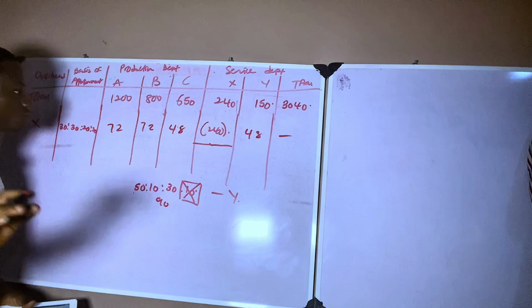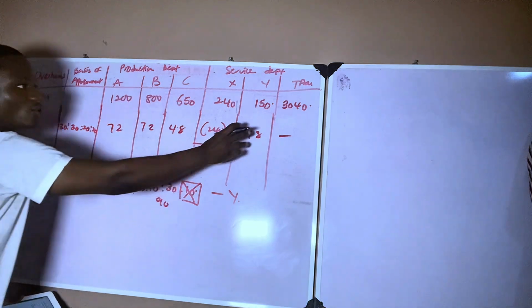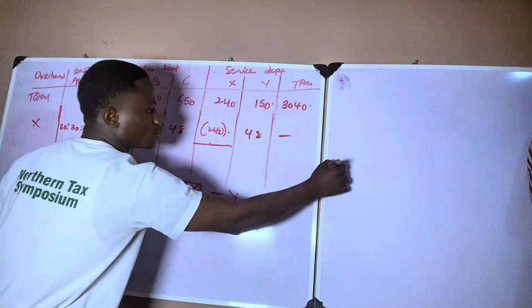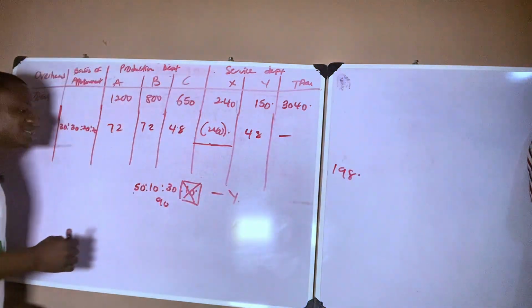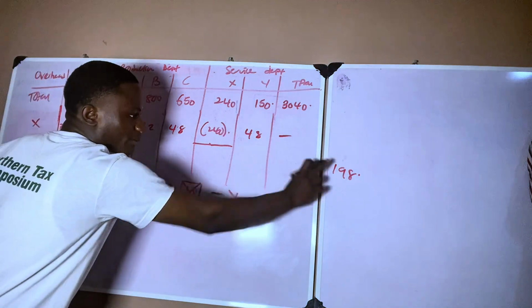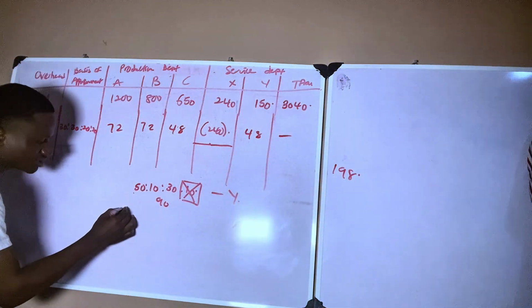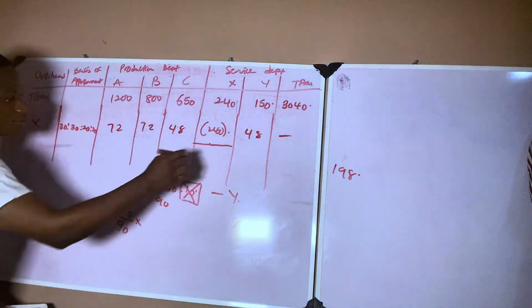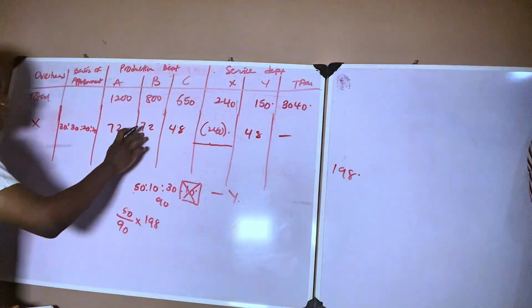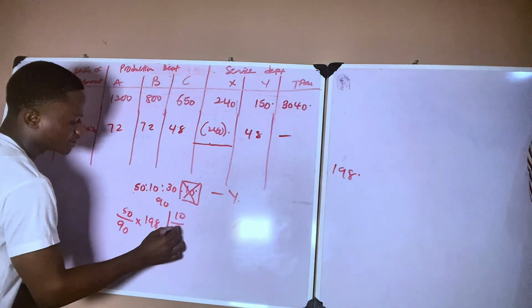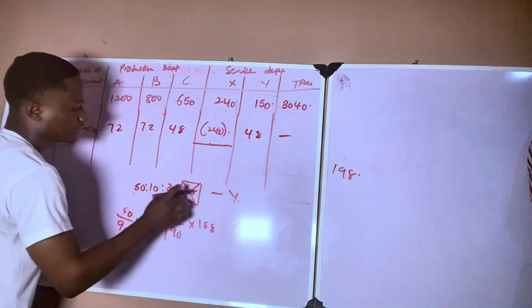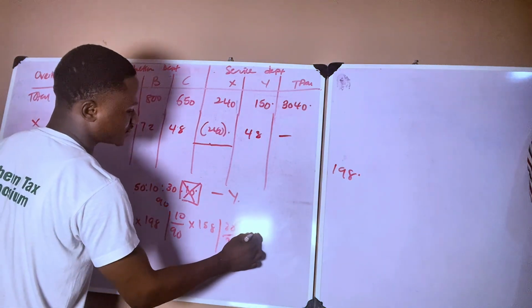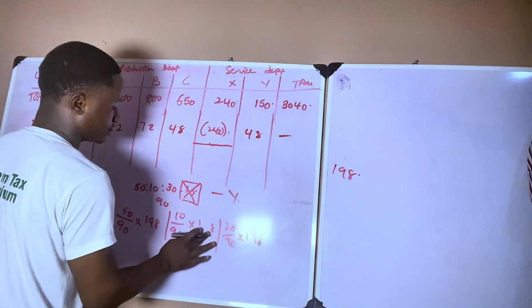So the basis of apportioning: don't forget that for department Y, the total is 150 plus 48, right? Total is 198 now. So how are we going to reapportion this? For department A, it will be 50 divided by the total, because we've struck out 10, 90 times 198. For department B, it will be 10 divided by 90 times 198. For department C, it will be 30 divided by 90 times 198.